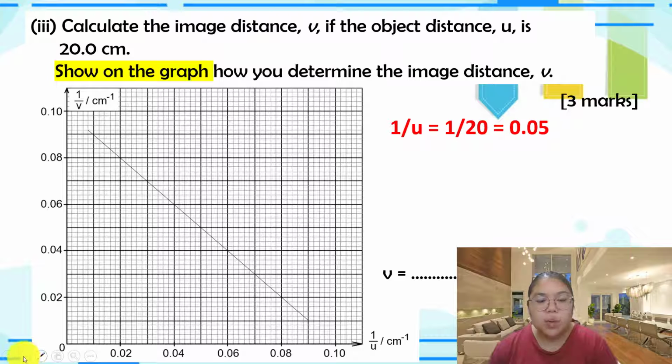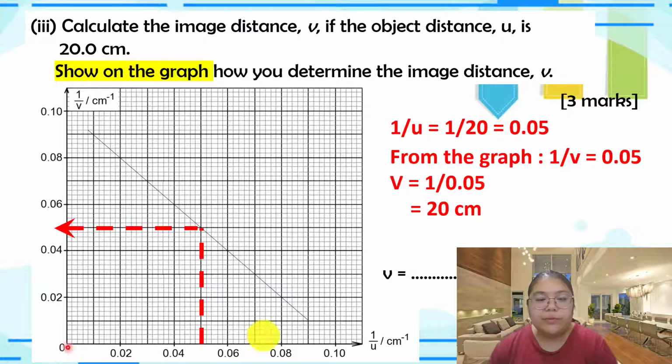Then I need to show it. Draw the line straight until you touch the graph, then after that go through the horizontal. When you go through the horizontal, this should be your reading for 1 over V. Now we show the reading for 1 over V first. From here, you get the answer 0.05, but the question just wants the image distance. They don't want 1 over V.